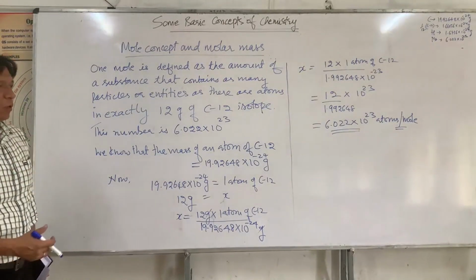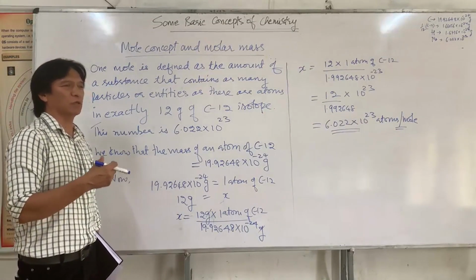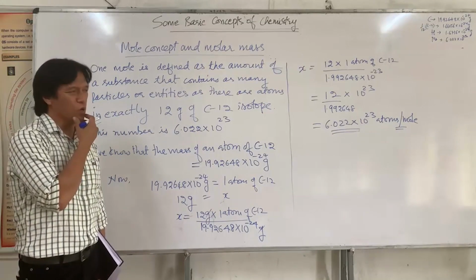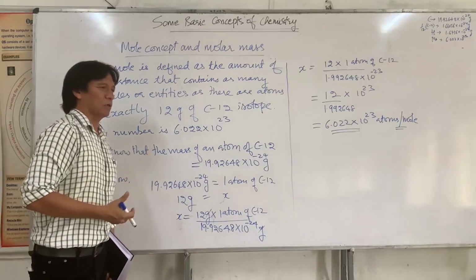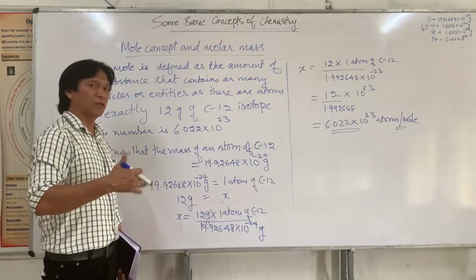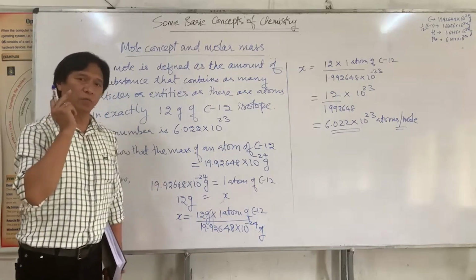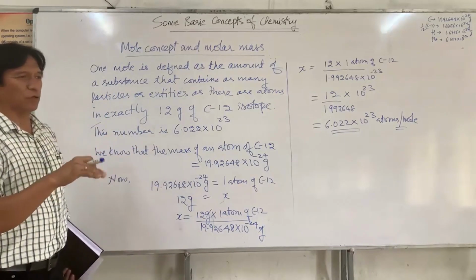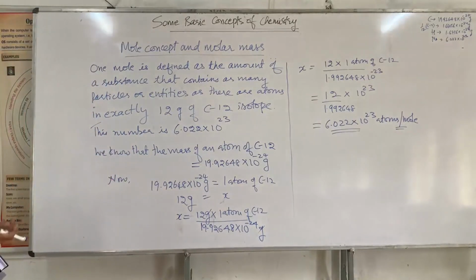Now, the quantity or the amount of a substance is expressed in terms of mole. The SI unit of the amount of a substance is mole, M-O-L-E, and the symbol for this SI unit is mol, right? Now, let us see what this 1 mole is.